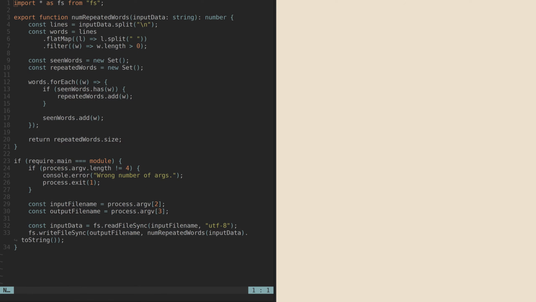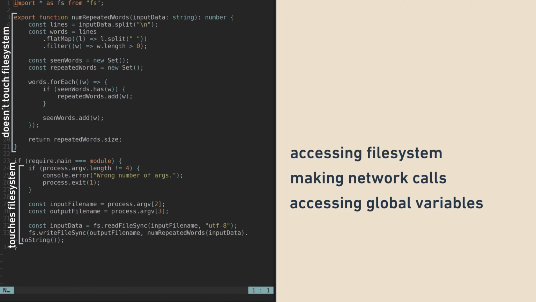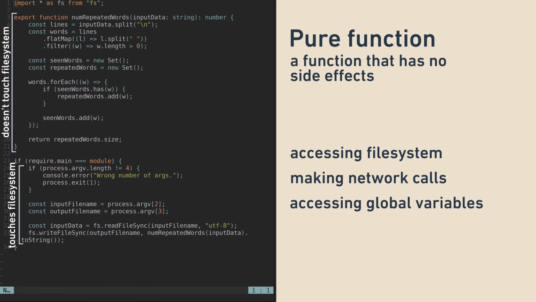Now, the program has been split into two pieces, the part that touches the file system here, and the part that doesn't touch the file system, which is the numRepeatedWords function here. This numRepeatedWords function is super easy to test because it doesn't do things like accessing the file system, making network calls, or accessing global variables. In computer science lingo, we call these kinds of functions pure functions and say that they have no side effects.